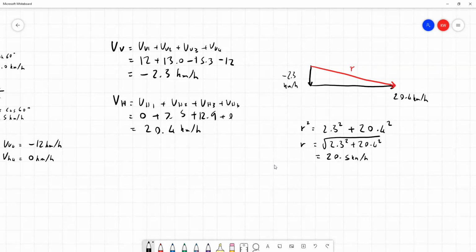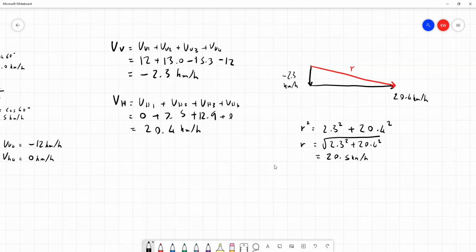And that's not surprising when one side is much bigger than the other. It's quite close to the value of the bigger side. So we've found the size of the resultant. That's our resultant vector, 20.5 kilometers per hour. The last thing to do is to calculate the angle the resultant's acting at.